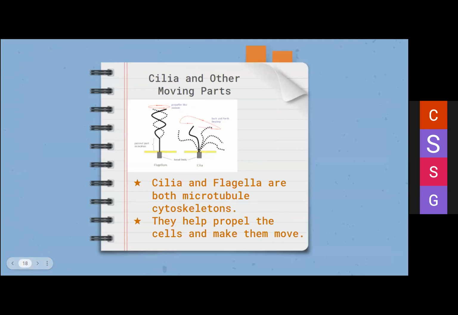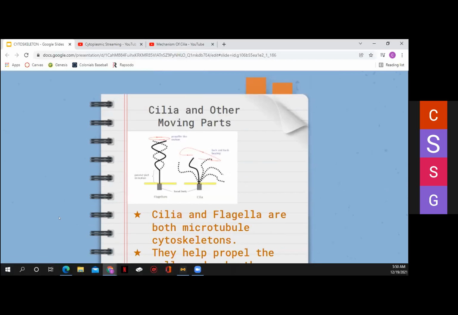Another function of the cytoskeleton outside of the cell is to move the entire cell. Here's a quick video showing how flagella works.